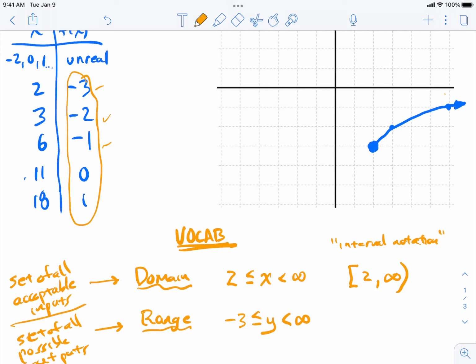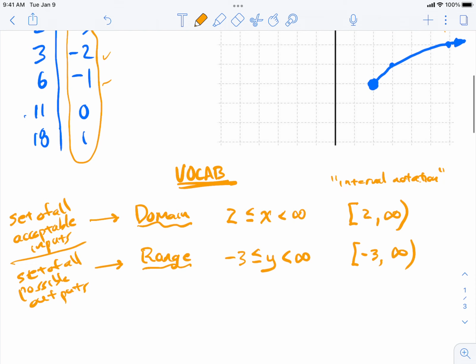So anyway, in interval notation, what would you do? You would say, well, start at -3, include -3, square bracket, go all the way to infinity. You can't include infinity. It's not a number. You never get there. You never actually get there. Okay, now here's something to notice too.